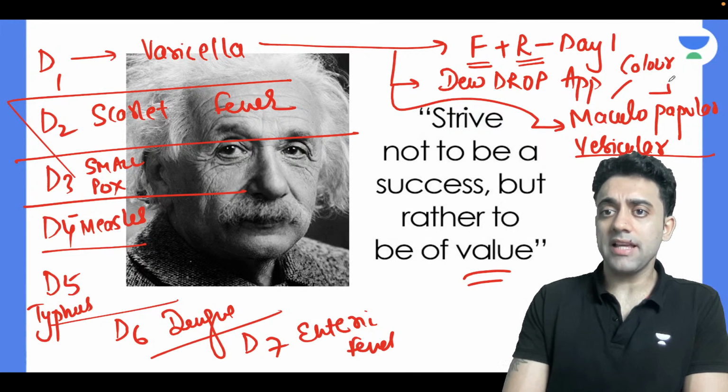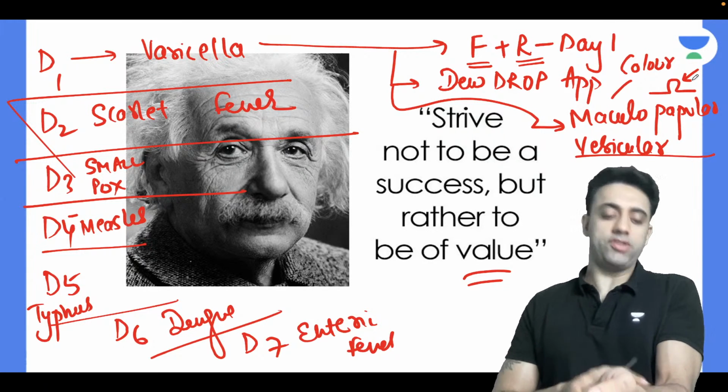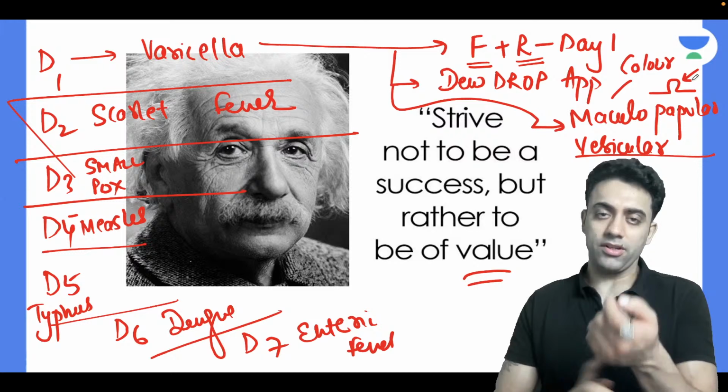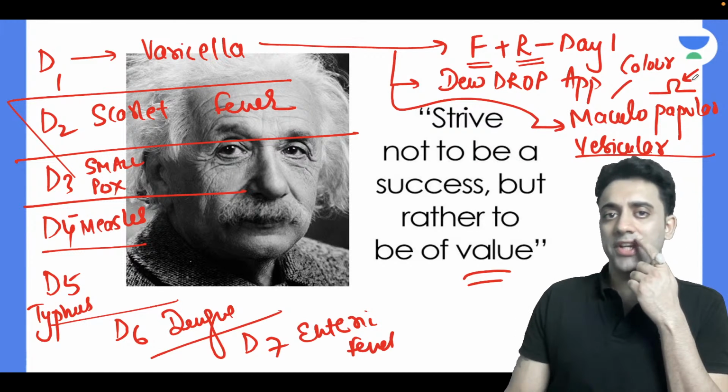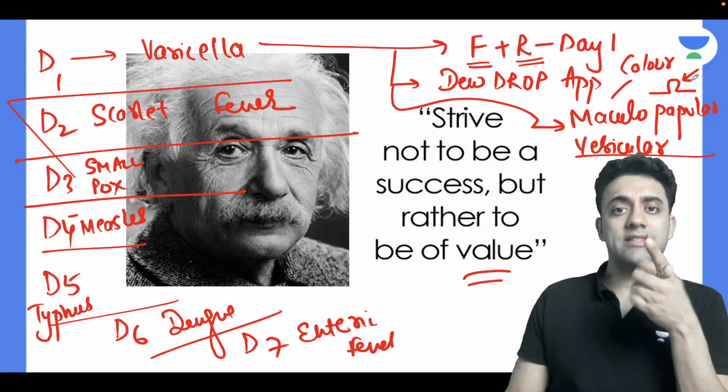Change in color plus elevation. I have a mole here, it's like a macule, just a change in color. And my upper lip mole has a change in color but there's a little elevation also, so that is known as papule.